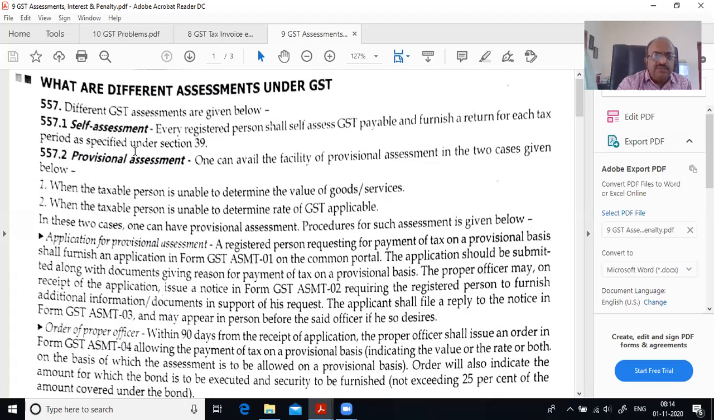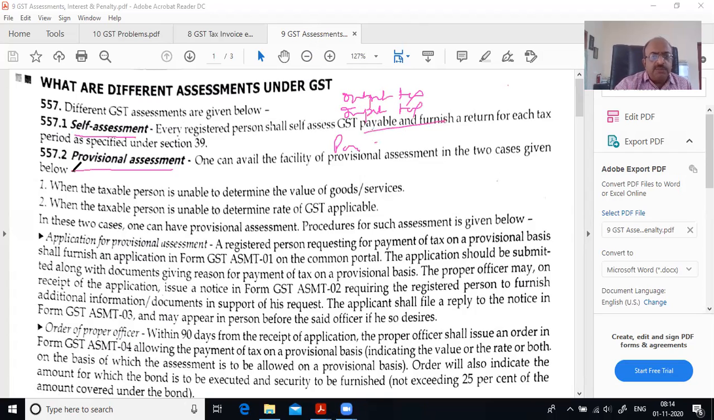There are small chapters, we will understand it, but it's not very difficult. Now we are looking at different assessments under GST. Self assessment means you are only declaring your output tax and your input tax, and you are paying the tax. That is called self assessment.